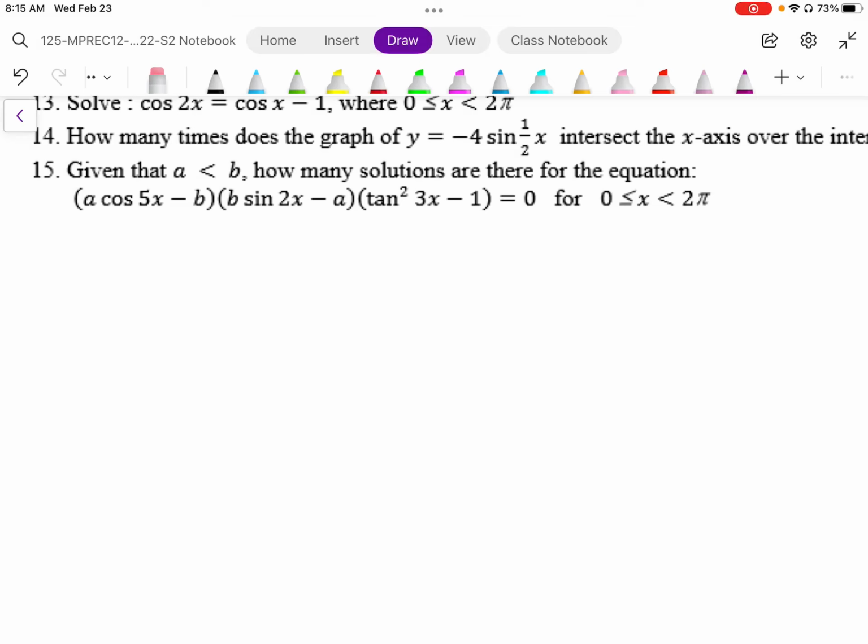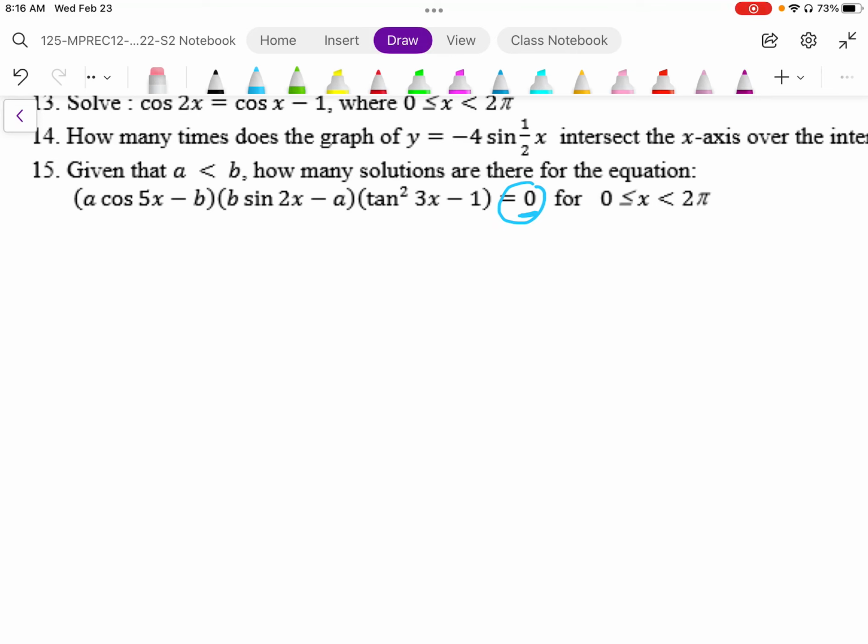Question number 15 says that a is less than b. So how many solutions are there for the equation? And we have the factored form of the equation. First of all, we need to make sure that we recognize it's equal to 0. Okay, so that's very important that it's equal to 0. So we can use the zero product property to solve this.